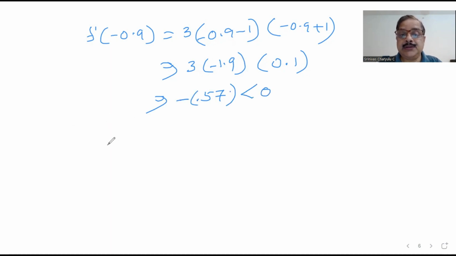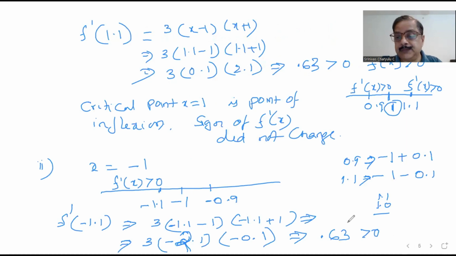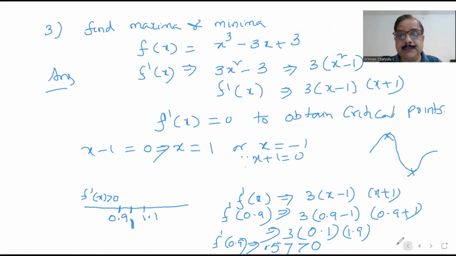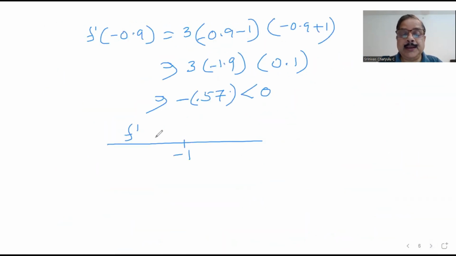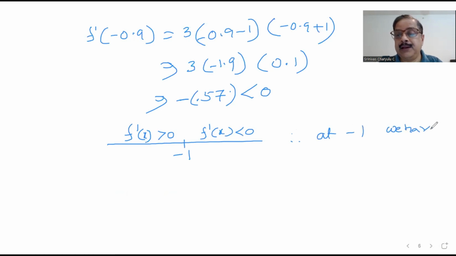That means, as we moved around the neighborhood of minus 1, first we checked plus 1 and second minus 1. So at that time, our f dash x is first greater than 0, and second time it is less than 0. Therefore, at minus 1, f dash x is greater than 0 and becomes less than 0 after crossing minus 1. Therefore, at minus 1 we have maxima.